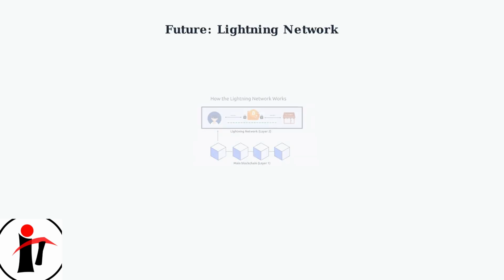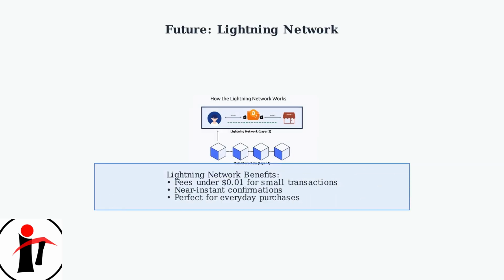Looking ahead, Cash App is implementing Lightning Network integration, expected to be fully available by Q2 2025. This will enable much faster transactions with fees under 1 cent for small amounts. Until Lightning Network is fully available, remember that current Bitcoin withdrawals require patience for network confirmations and careful attention to fees during high activity periods.